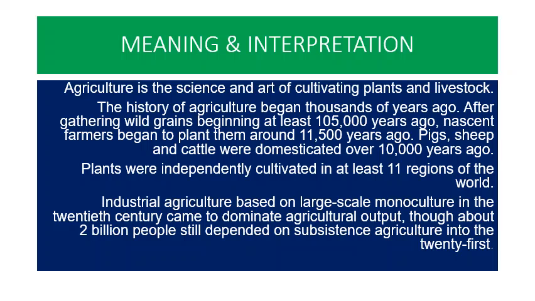You study this in your history. Plants were independently cultivated in at least 11 regions of the world. Industrial agriculture based on large-scale monoculture, monoculture meaning one single crop, came to dominate agricultural output in the 20th century. Though about 2 billion people still depend upon intensive and subsistence agriculture in the 21st century.